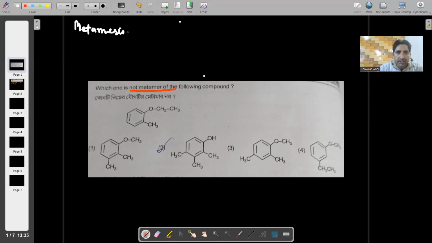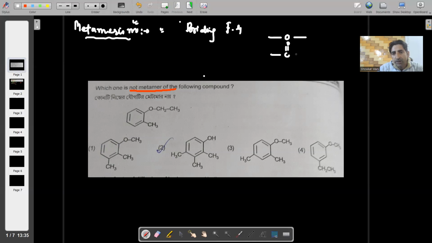Metamerism. So what is the necessary condition for a compound to show metamerism? It's a type of isomerism. Now what is the necessary condition? The necessary condition is there should be a bridging functional group. Now what do we mean by bridging functional group? Like we have this type of group, there is oxygen attached, this is a bridging functional group. We have C double bond O attached, this is a bridging functional group. We have sulfur attached over here, this is a bridging functional group. We have NH attached over here, this is a bridging functional group.